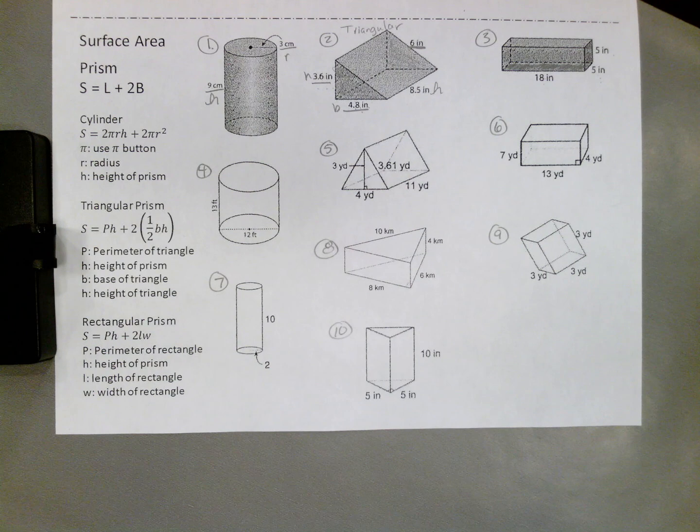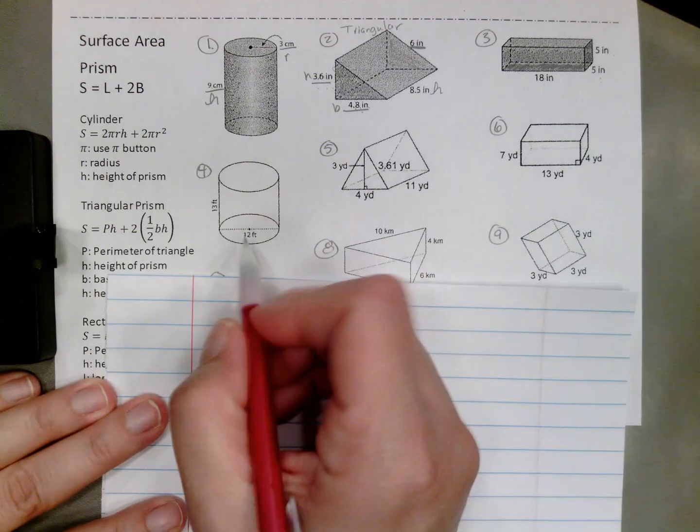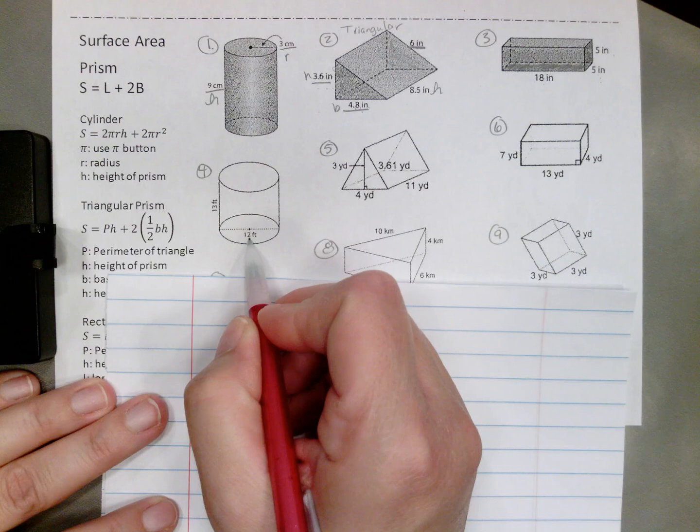So number 4 is a cylinder. We have the height. We know that from one circle to the other is 13 feet, and we know that the distance across is 12 feet. But that's not the number I want.